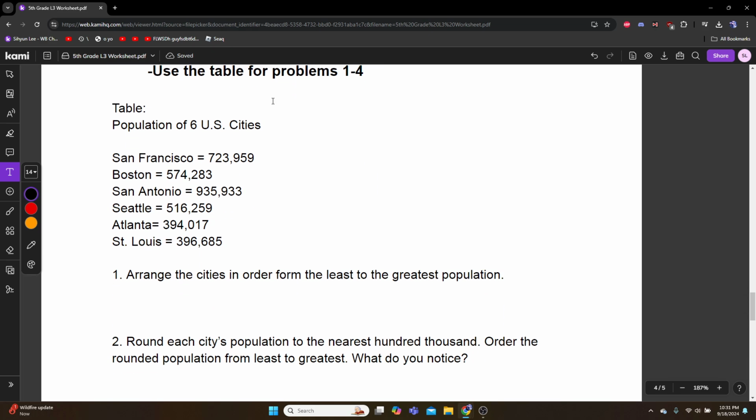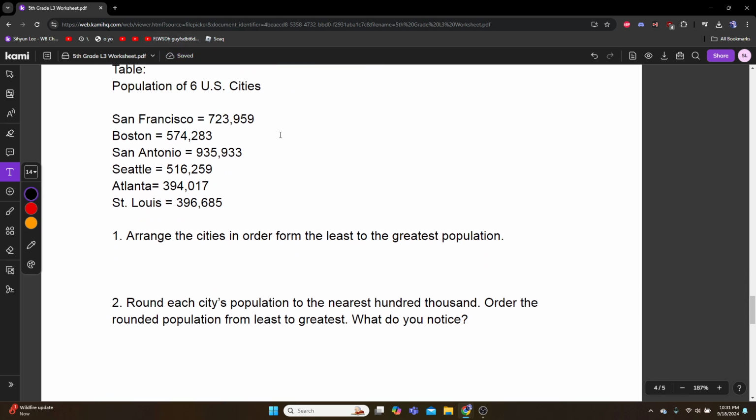Problem solving and reasoning. So the table is showing the population of 6 US cities. So we want to arrange the cities in order from the least to the greatest population. Okay, so we know that they're in the 100,000s, so we need to look at the first digit. We can tell right away that Atlanta and St. Louis are the least because they have threes. And then we'll look at the second digits, 3, 9. And then Atlanta is 4, so it would be Atlanta, then St. Louis.